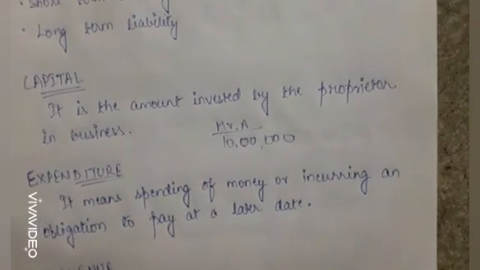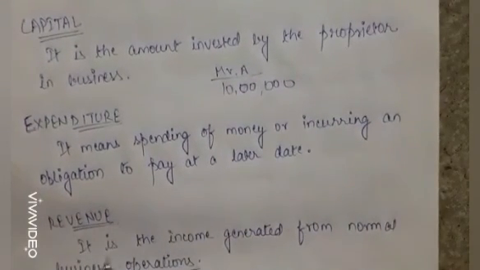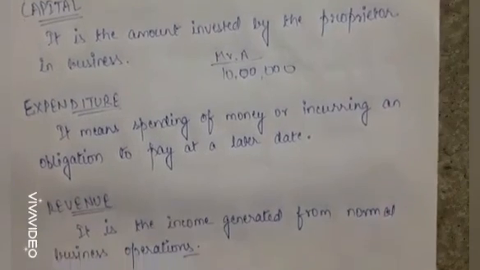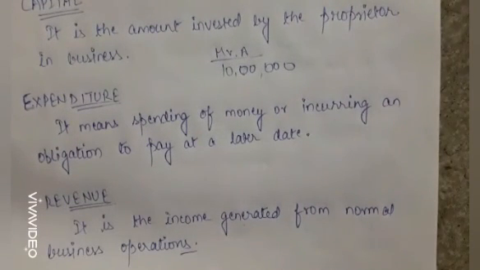Okay, the next thing that we have is revenue. Revenue is the income generated from normal business operations. Whatever business operations we are doing, we are producing goods and selling them in the market, so the income generated from it will be known as revenue.